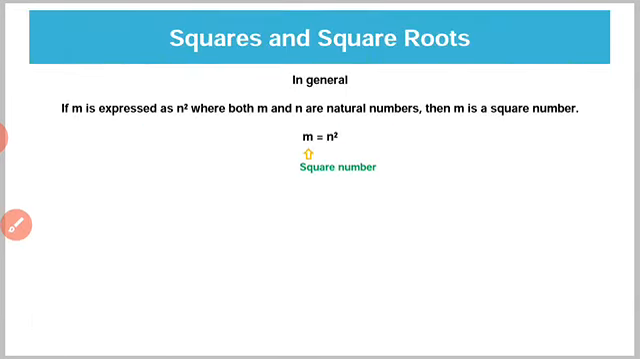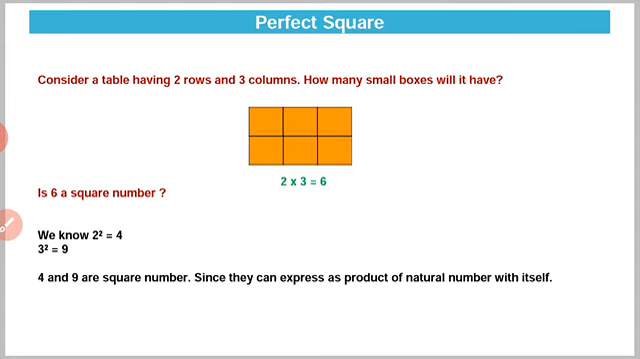So children, our chapter is squares and square roots. In general, if m is expressed as n squared, where both m and n are natural numbers, then m is a square number. Perfect square. What is a perfect square?